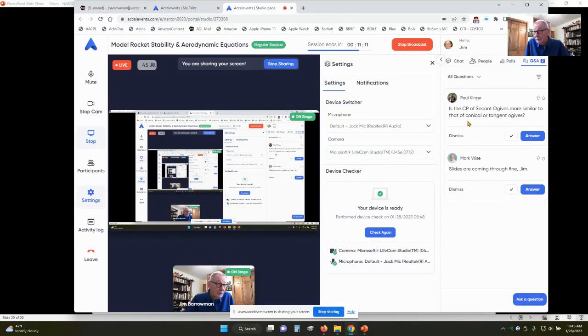But if you're going to use it, I never did try to figure out the secant ogive center of pressure, but my guess is it's pretty close to, or would be conservative to use, a tangent ogive.